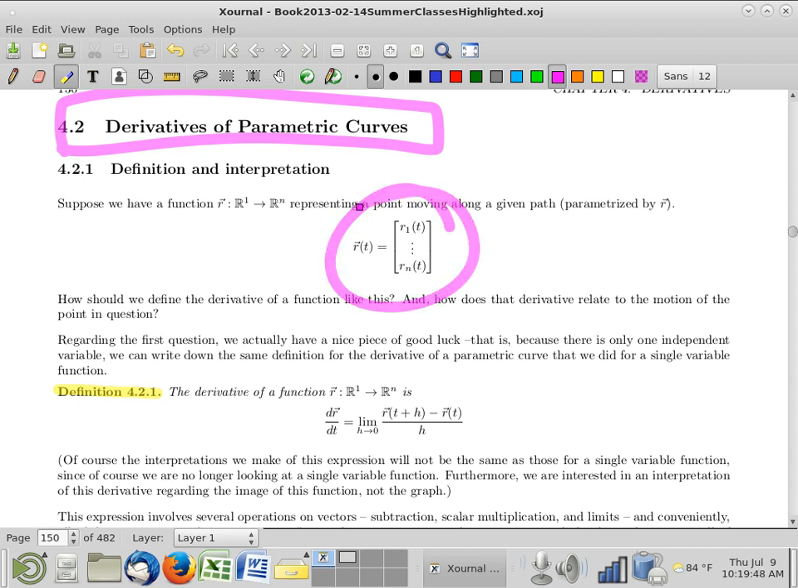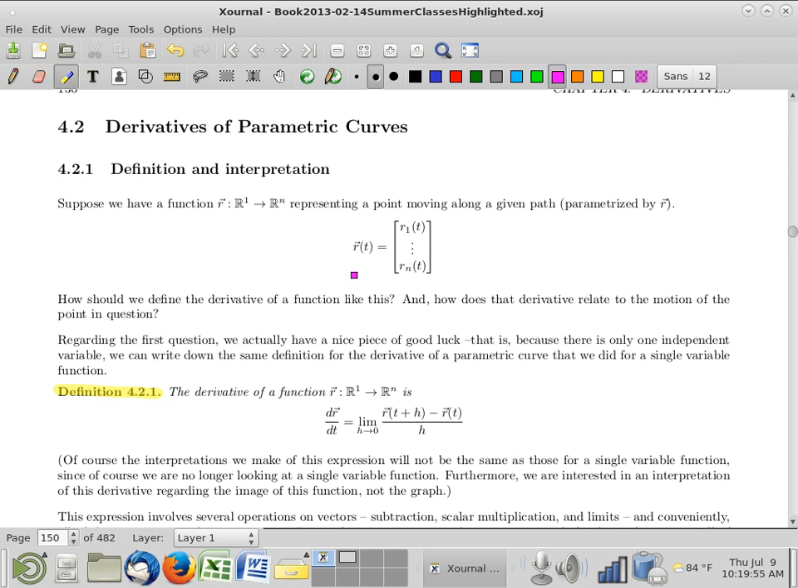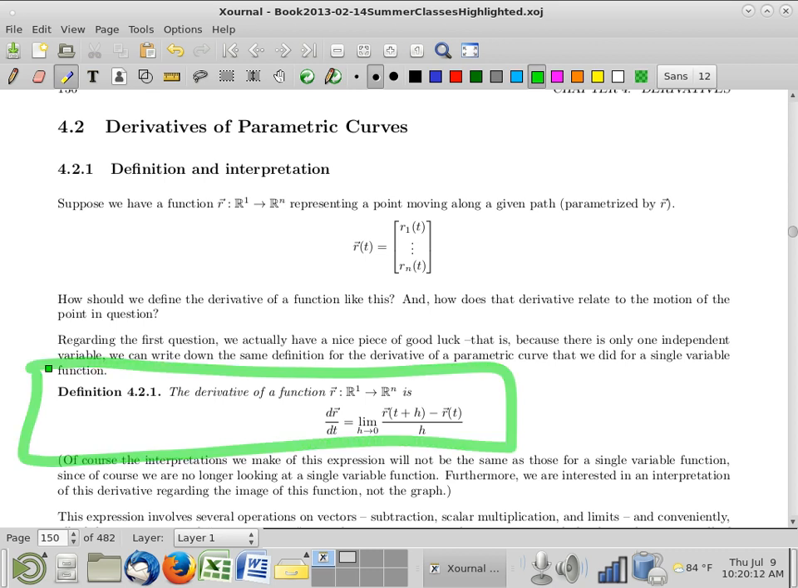Here's a parametric curve. Position is a function of time. So position is given by several coordinates in the target. Time is your input variable. So position is a function of time. Okay, so let me take a wild stab at what I might want to define to be my derivative of such a function.